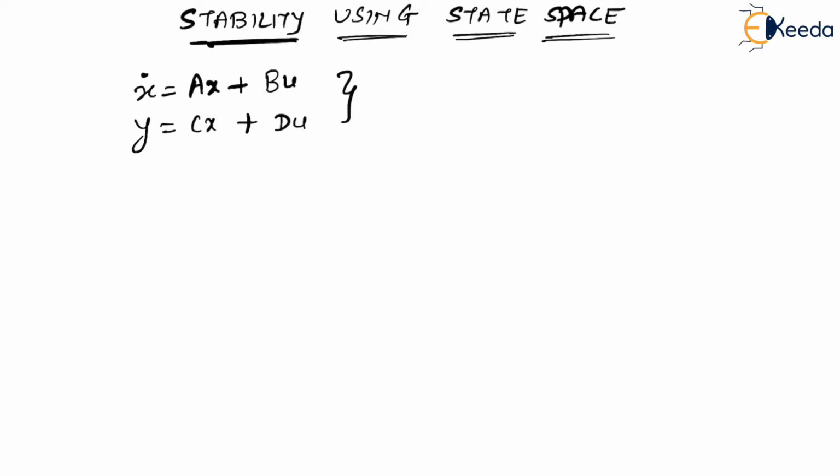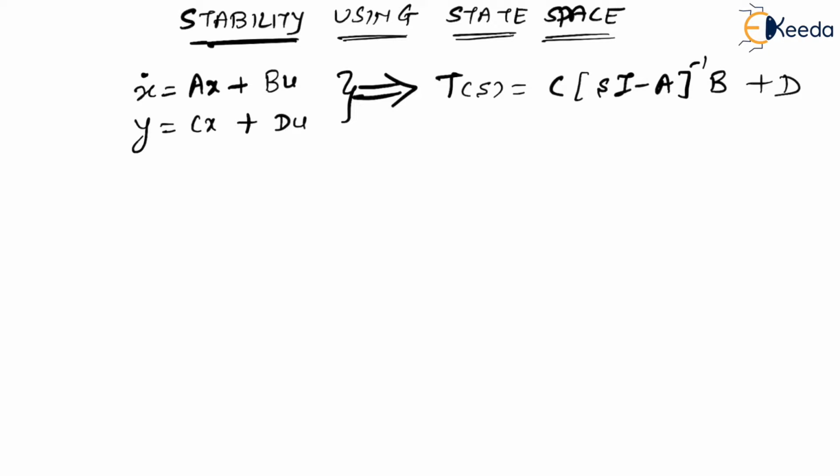For the state space model, the transfer function is given as T(s), which is equal to C into (sI minus A) inverse into B plus D. Is it right? Yes, definitely. Now we know that the inverse of a matrix is the adjoint of that matrix divided by the determinant of the matrix. So let me keep this C and this B and everything the same, and let me just focus on this inverse.